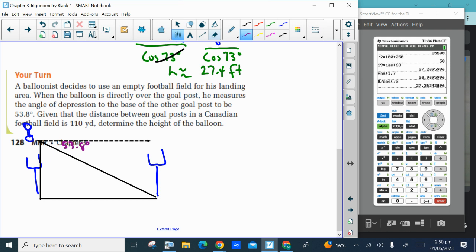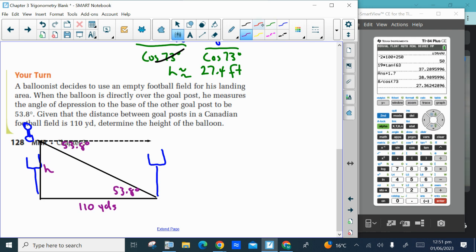We are told that the distance between the goalposts is 110 yards. We want to find h, the height of the balloon, the height of this triangle. Now again, the angle of depression is outside the triangle. We need angles inside the triangle, but we've also learned that the angle of depression from the balloon down to the other goalpost will be the same as the angle of elevation from the other goalpost up to the balloon. And now we have an angle inside the triangle.